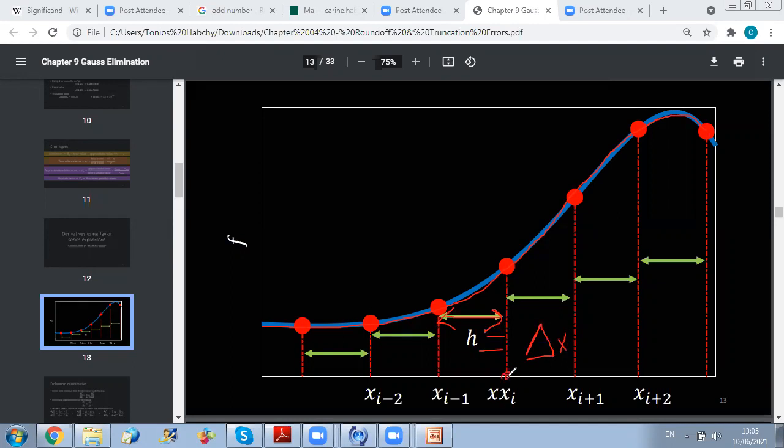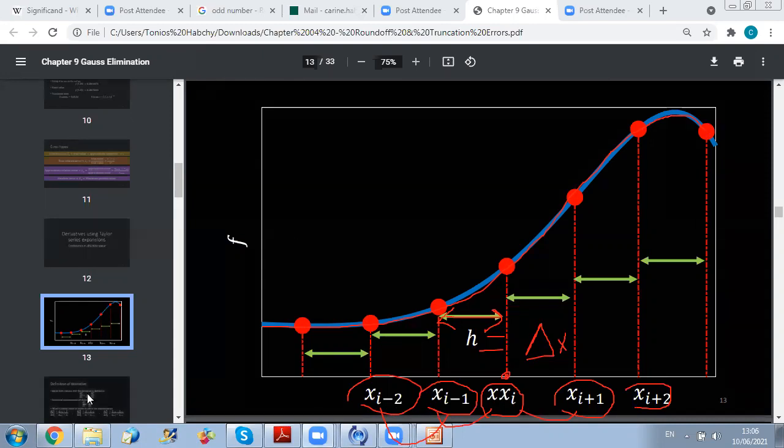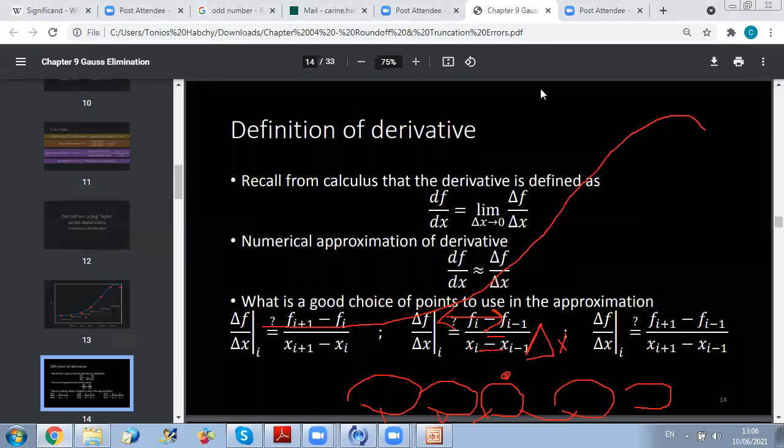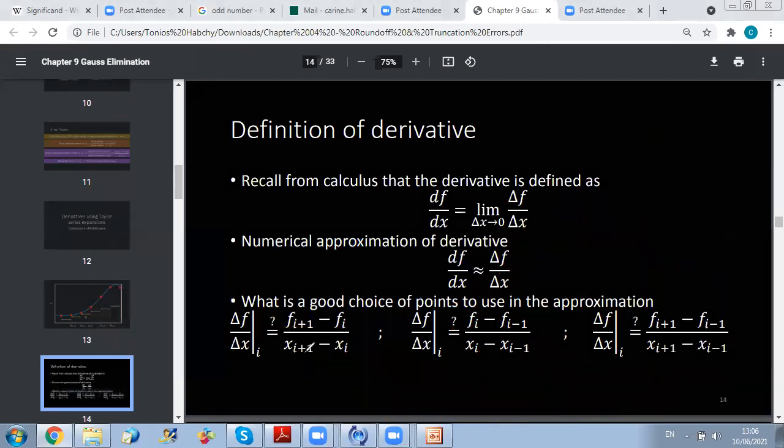So if I consider, let's say, this is x of i, then the point just before can be written as x i minus 1, and the one before it is x i minus 2, and the ones after it are x i plus 1 and x i plus 2. I will use these points to define derivatives in several ways. We have seen together last time that we can approximate the derivative in several ways. If we have point i, surrounded by point i minus 1 and point i plus 1, we have several options to write the derivative.